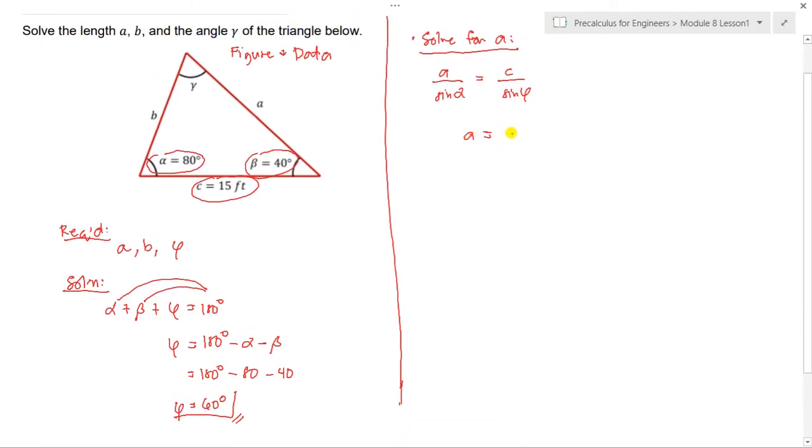So our A here is therefore equal to C multiplied by sine alpha all over sine gamma. Then substituting the values, C is 15 feet multiplied by sine alpha is 80 all over sine gamma is 60 degrees. Simplifying, we have 15 multiplied by sine 80 all over sine 60. The answer is 17.06. So approximately 17.06.